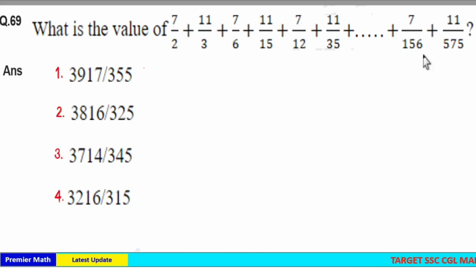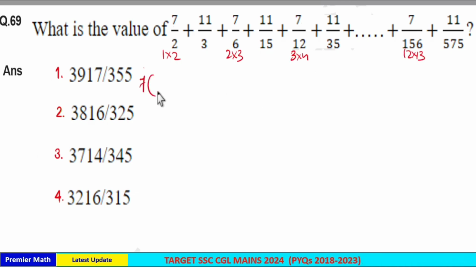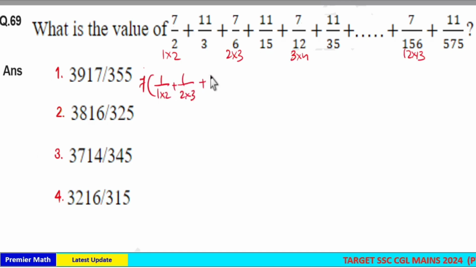What is the value of the following terms? Here, if you look at the terms with numerator 7, the denominators of such terms are 1 into 2, 2 into 3, 3 into 4, etc. up to 12 into 13. So I can write it as 7 into 1 by 1 into 2 plus 1 by 2 into 3 plus 1 by 3 into 4, etc. up to 1 by 12 into 13.